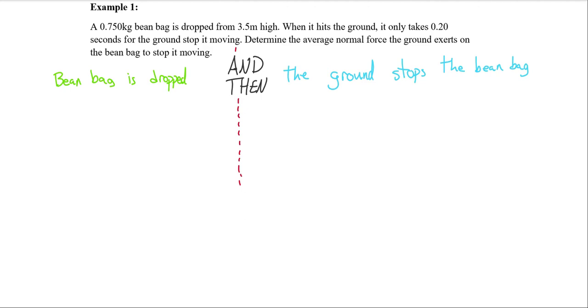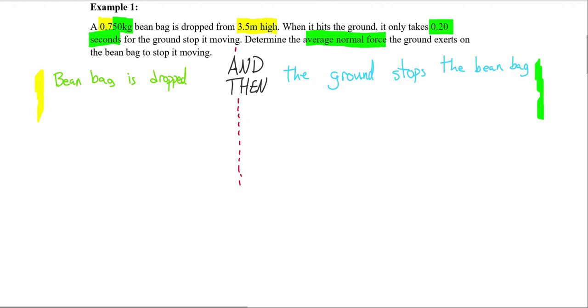Now I'm going to go ahead and just highlight my variables to determine what I need to use. The 0.75 kilograms is usable both when the beanbag is being dropped and when the ground stops the beanbag. And I'm going to color code my highlighting here. The 3.5 meter high drop is a situation that happens when it's being dropped, and the 0.20 seconds is how long the ground takes to stop it. The last thing that we have here is we have to determine the average normal force the ground exerts.